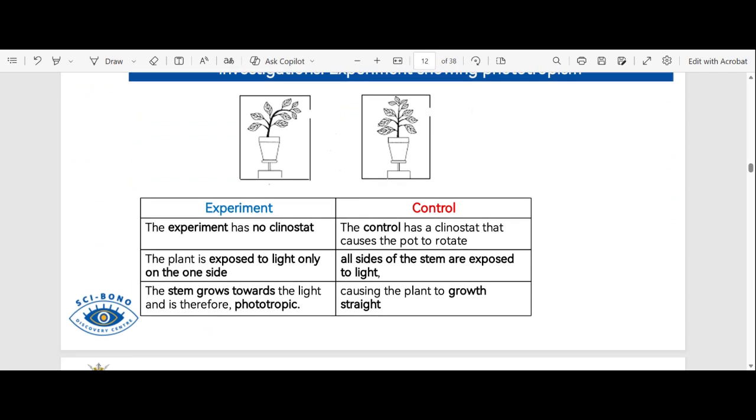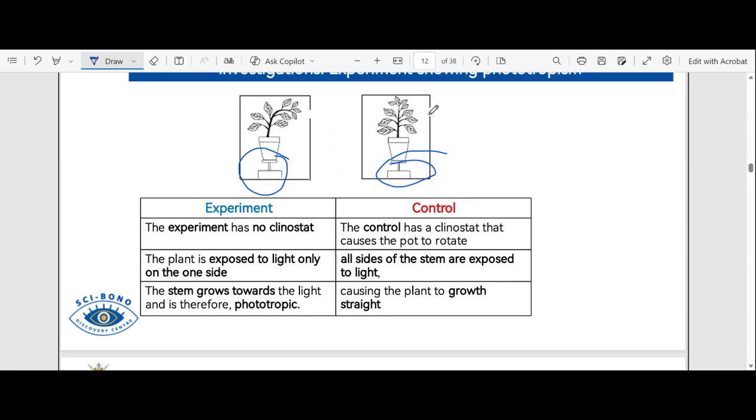We have one plant on top of a clinostat that is not rotating, and this one on the other side is rotating. Why is it rotating? To expose the plant to light, to distribute light evenly throughout the plant. But the reason the other clinostat is not rotating is because they want to expose the plant to unilateral light, or one-sided light.